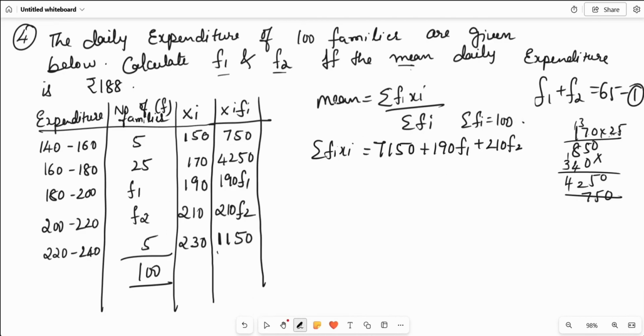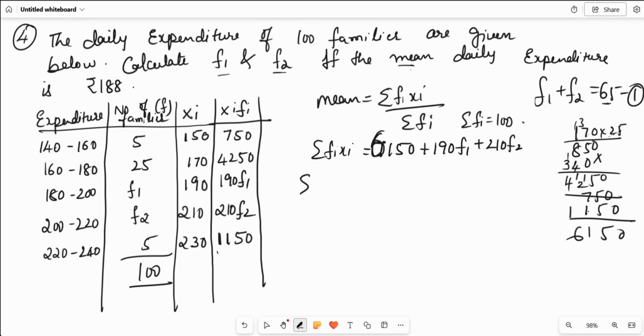Now, how much are you getting? Okay, we'll add and see. 6150. Okay, 6150 plus 190 f1 plus 210 f2. Now f1 plus f2 is what? 65. So I can write f1 is equal to 65 minus f2.